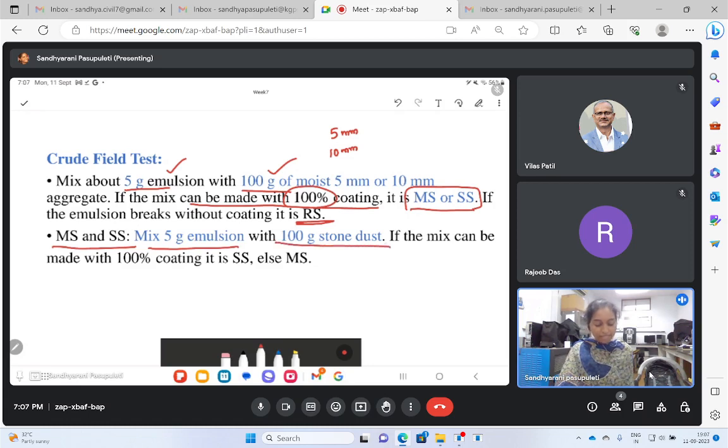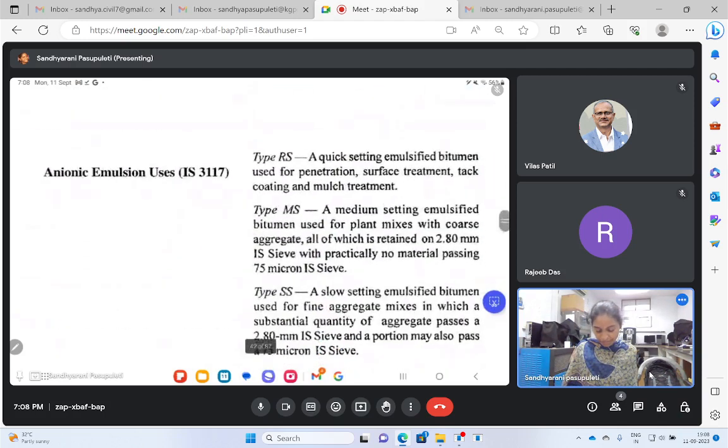Now let us take 100 grams of stone dust. What happens? Stone dust is very small in size, like a powder. So if I want this entire powder to be coated with bitumen, I need more time. My emulsion should break very slowly. Unless it is a slow setting emulsion, you cannot see the dust completely coated with the bitumen. So if our 100 grams of stone dust gets coated completely, then we can say it is slow setting. Otherwise, we can call it medium setting.